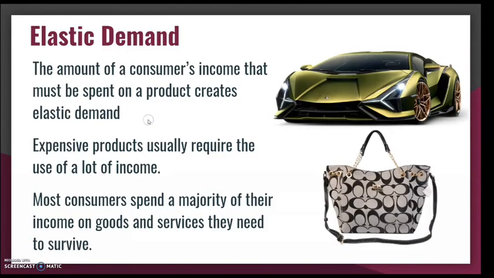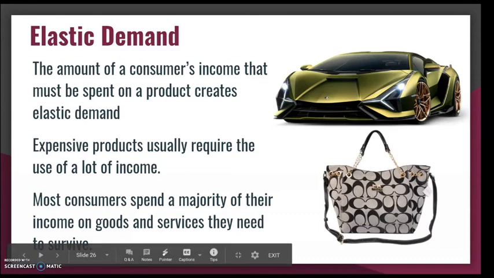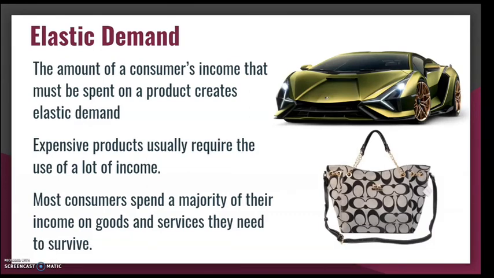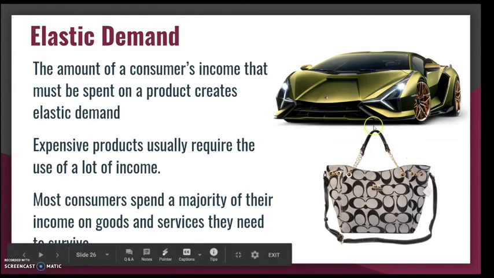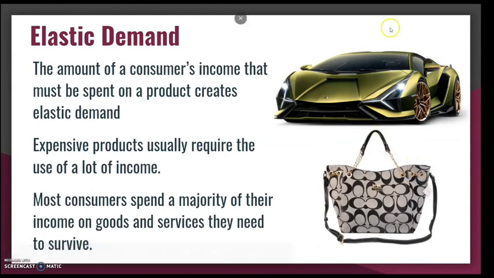So the amount of a consumer's income that must be spent on a product creates elastic demand. Expensive products usually require the use of a lot of income. Demand for these items, such as cars and expensive purses, changes based on the level of a consumer's income. Consumers who have high incomes are more likely to buy these products, which makes sense, and consumers in middle to low income ranges are less likely to buy. Most consumers spend a majority of their income on goods and services they need to survive.